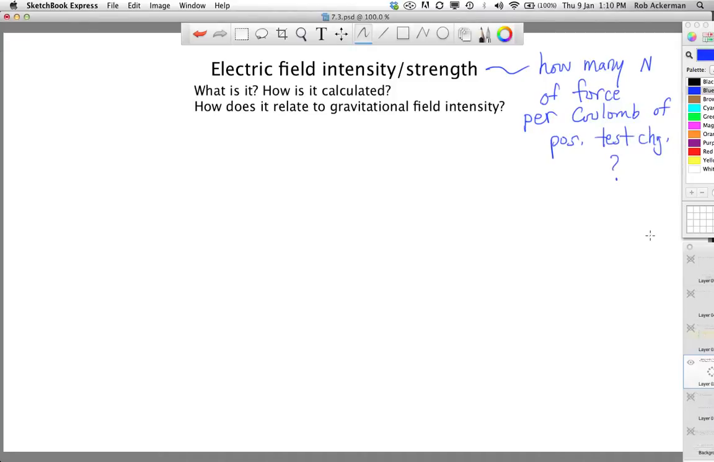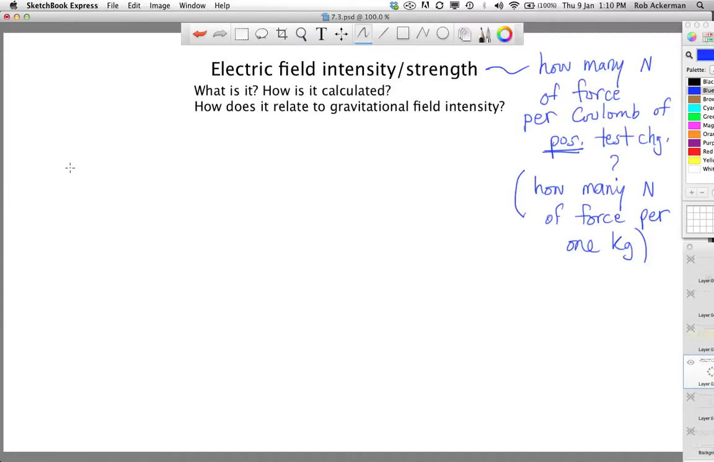That's the question we're going to be answering. In a similar way, when we talked about gravity, it was how many newtons of force per 1 kilogram? That's the question we answered in gravity. Of course, there was no such thing as positive or negative kilograms, so we didn't have to worry about this. But with electric charges, we do.